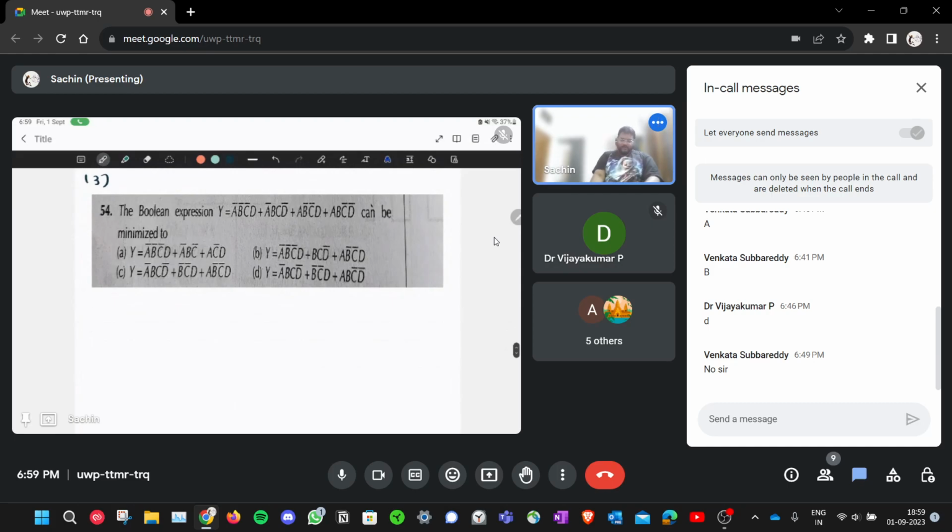Okay, the Boolean expression, whatever they have given there, can be minimized to what is it? You can try and type the answer in the chat box.